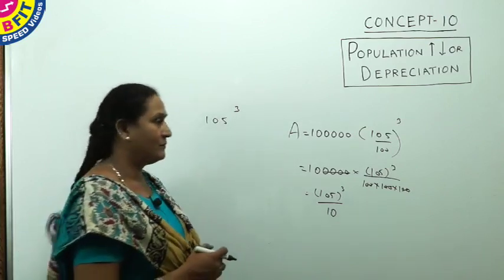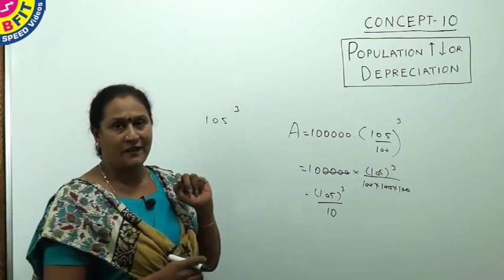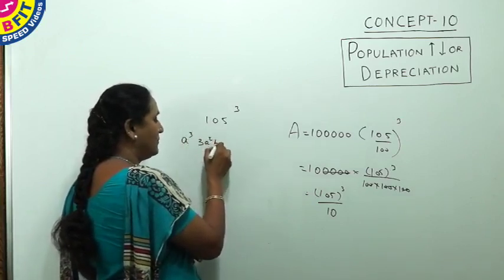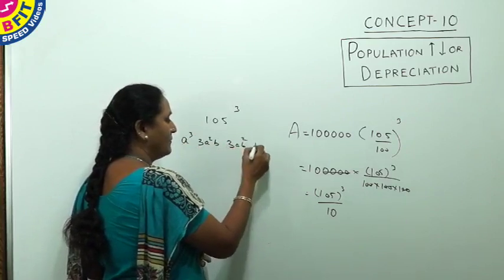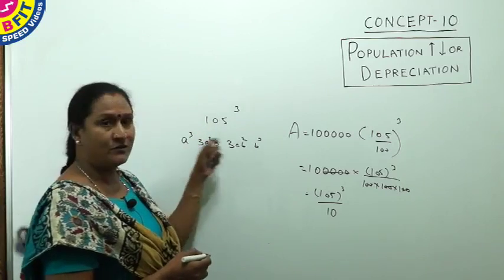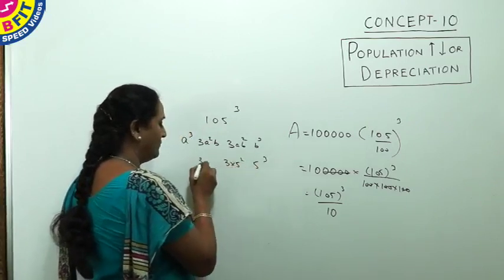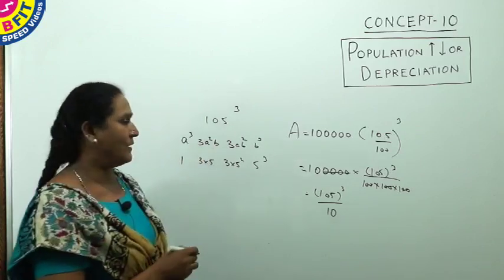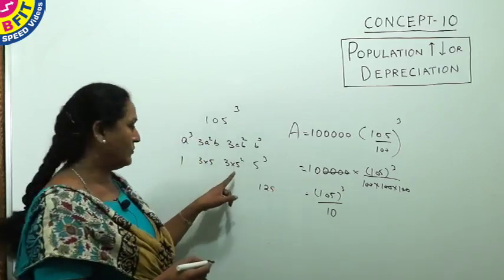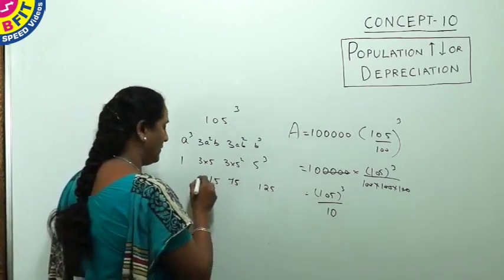Using the expansion of a plus b the whole cube, here we'll consider a as 1 and b as 5 and expand. So it is a cube plus 3a square b, 3ab square and b cube. Taking a as 1, the expansion will be 5 cube, 3 into 5 square, 3 into 5, and 1 cube is 1. So what is 5 cube? It is 125. And 5 square into 3? 25 into 3, 75. 5 into 3 is 15, and 1.